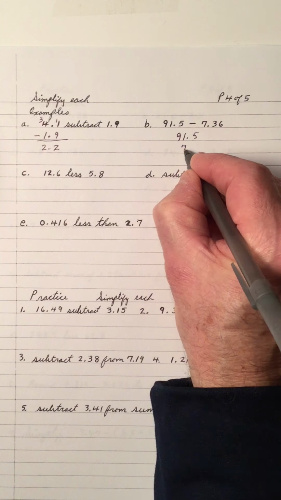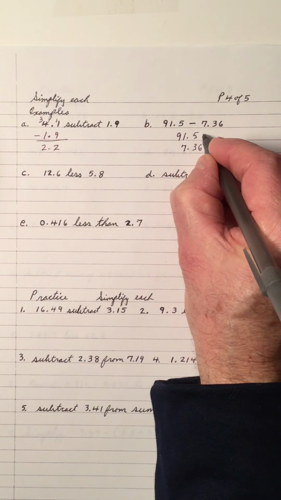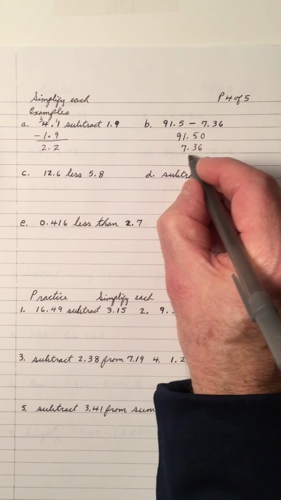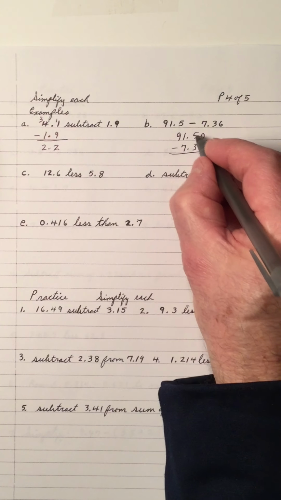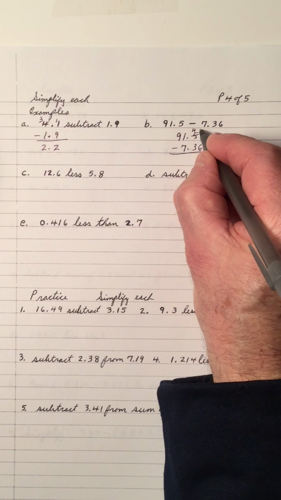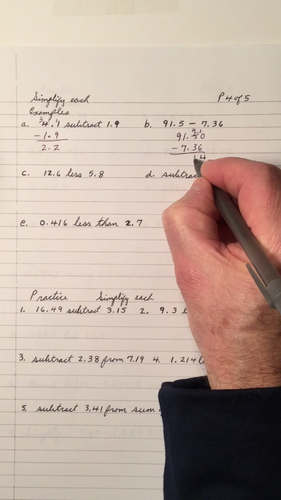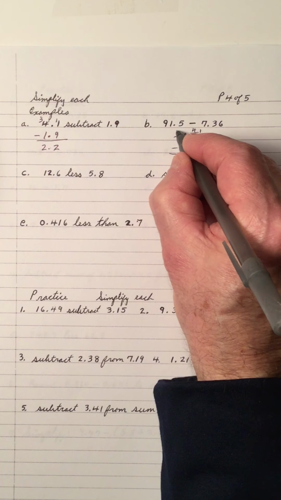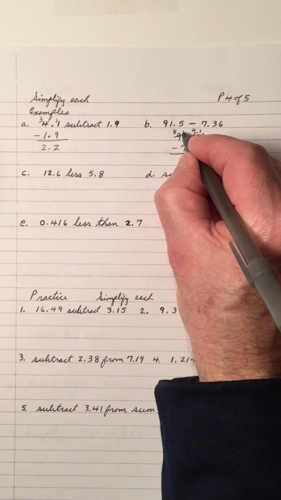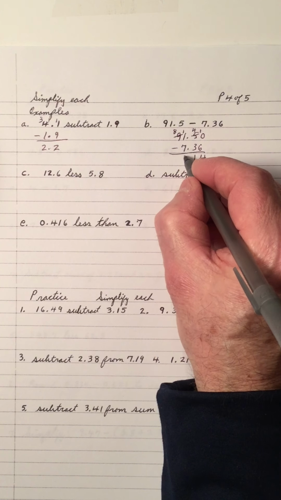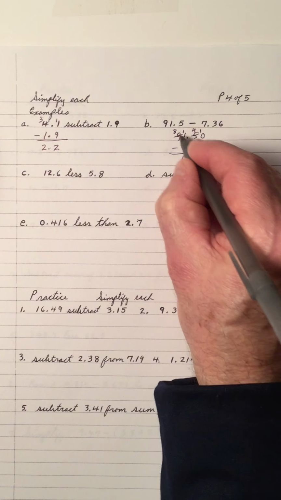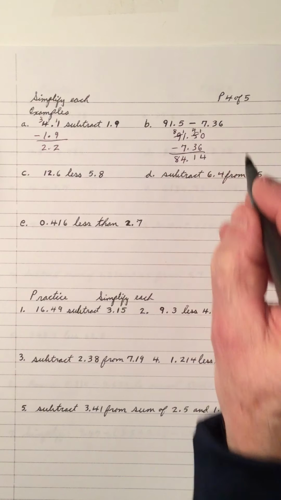9, subtract 1.5, line up the decimals, is 7.36. We have put a 0 in the place of the hundredths. We're subtracting. Can't subtract. The 5 becomes 4, and that becomes a 10. 10 subtract 6 is 4. 4 subtract 3 is 1. Can't subtract. 9 becomes 8, and that becomes 11. 11 subtract 7 is 4. 8 subtract 0 is 8.